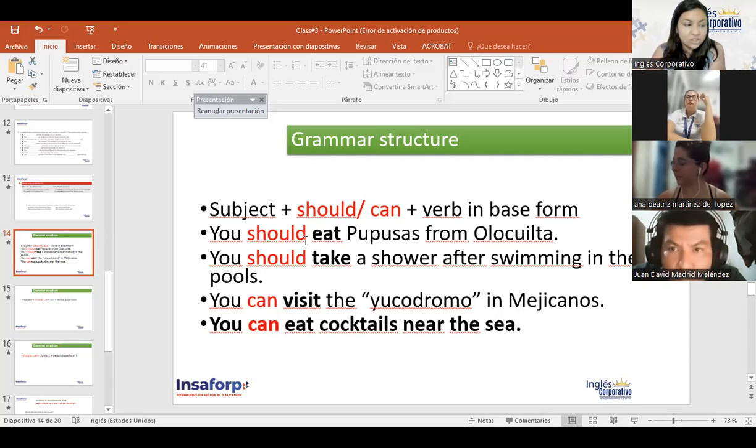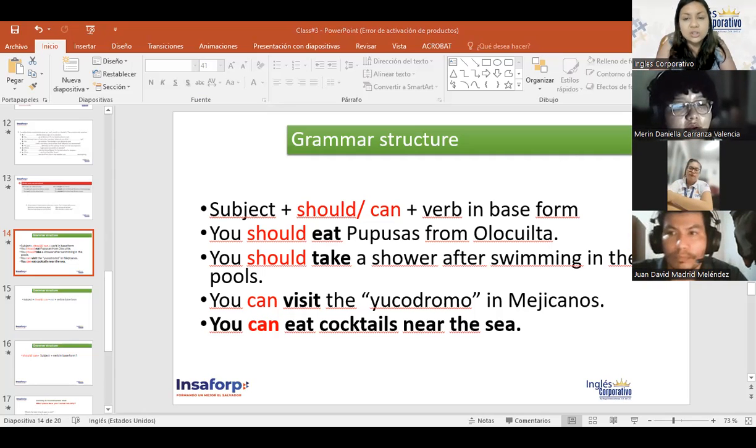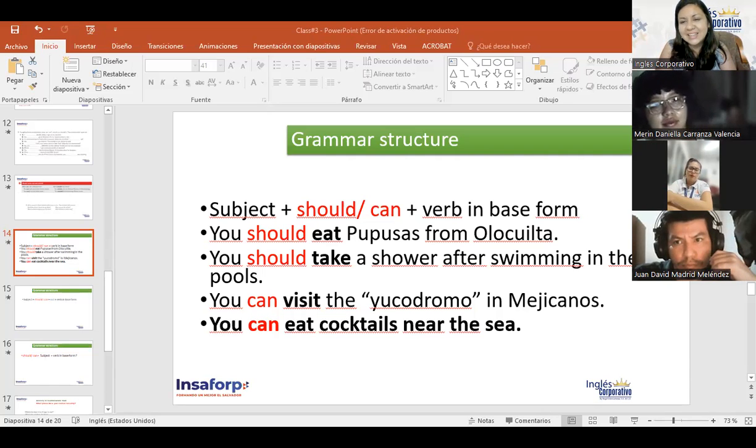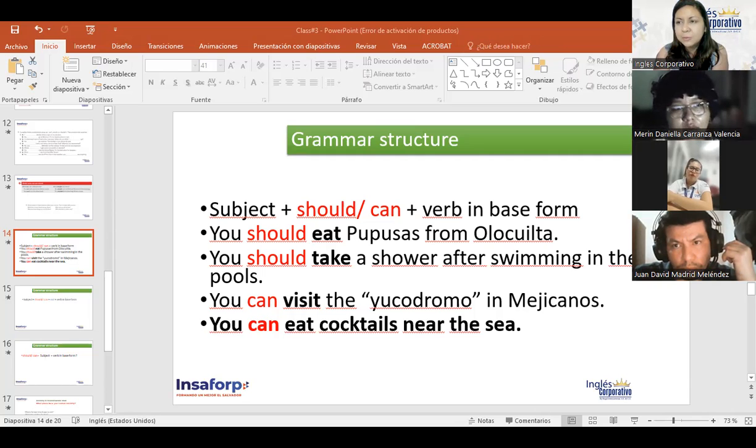Now, Daniela's question about the use of should have. Daniela, the contraction or should have. Well, this is advanced English. The structure is like this: I should have done that, or I shouldn't have done that. It is subject, should have, and past participle of the verb. And the meaning is for regrets.